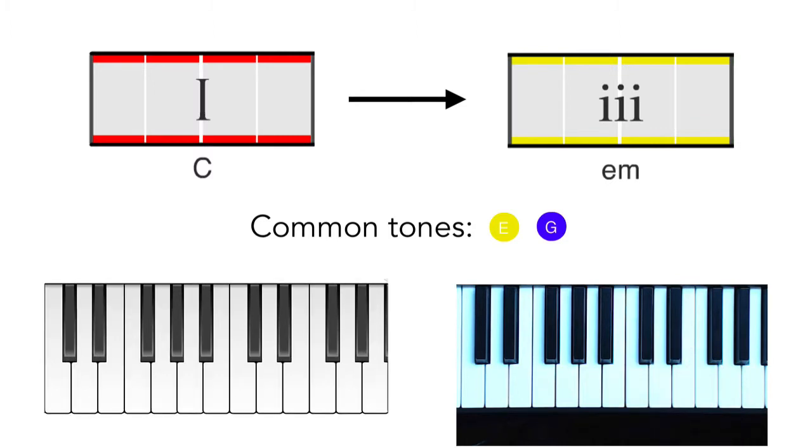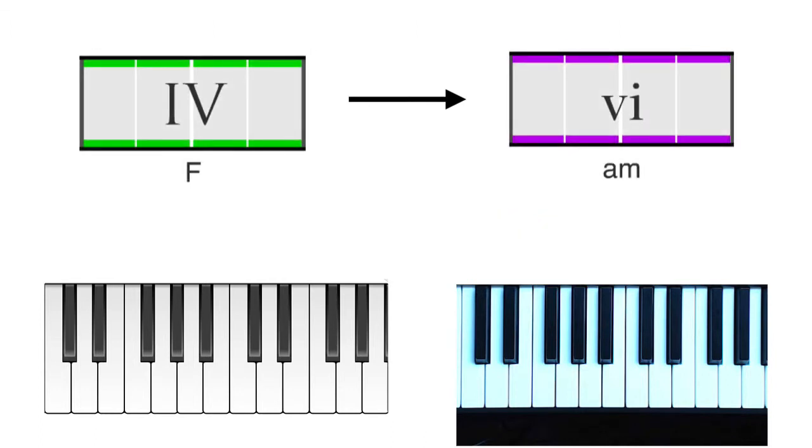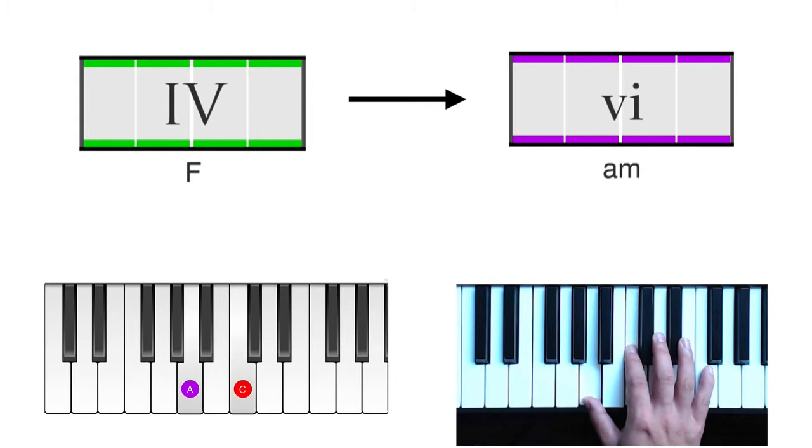Let's practice some chords that start on a different chord. Let's start on the 4 chord. And just to change things up, we'll start in first inversion. The 4 chord, of course, is F major in the key of C. Let's start with 4 to 6.